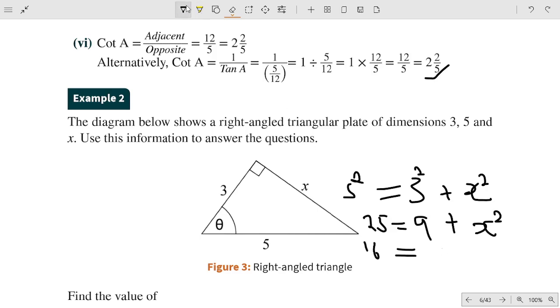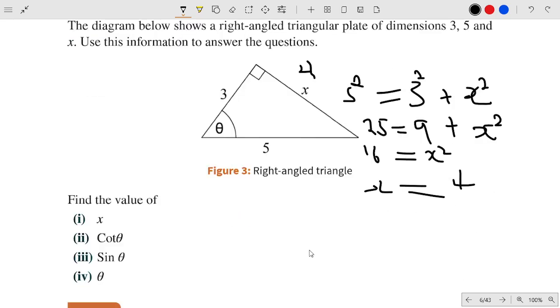Okay. We're left with x squared. So we have x squared here. We want x, not x squared, so we take the square root of both sides. And the square root of 16 is what? 4. So our x will be equal to 4, meaning that this side is 4 units. Yes. So we know all the sides, so we can easily go by these things.